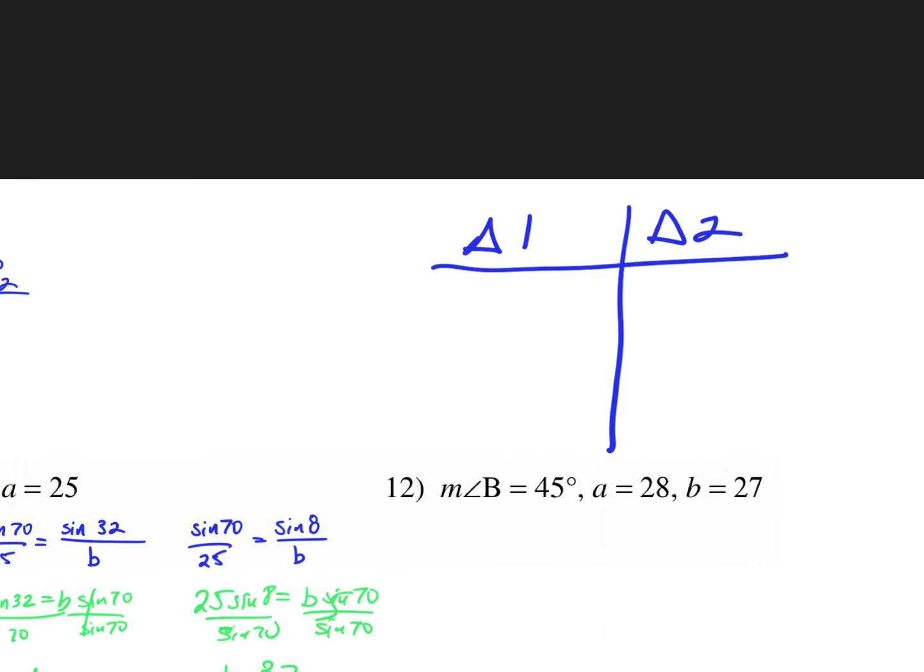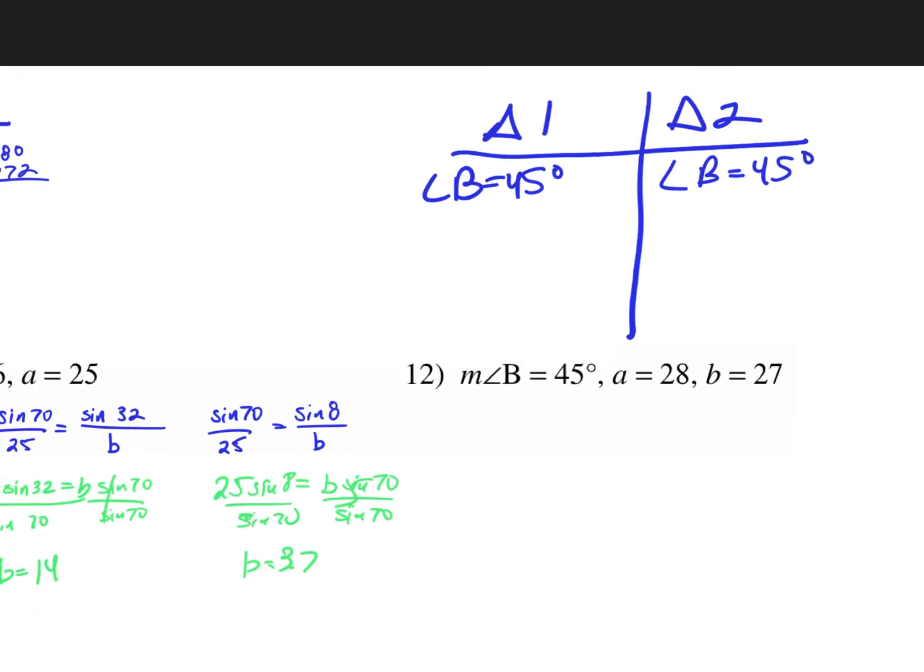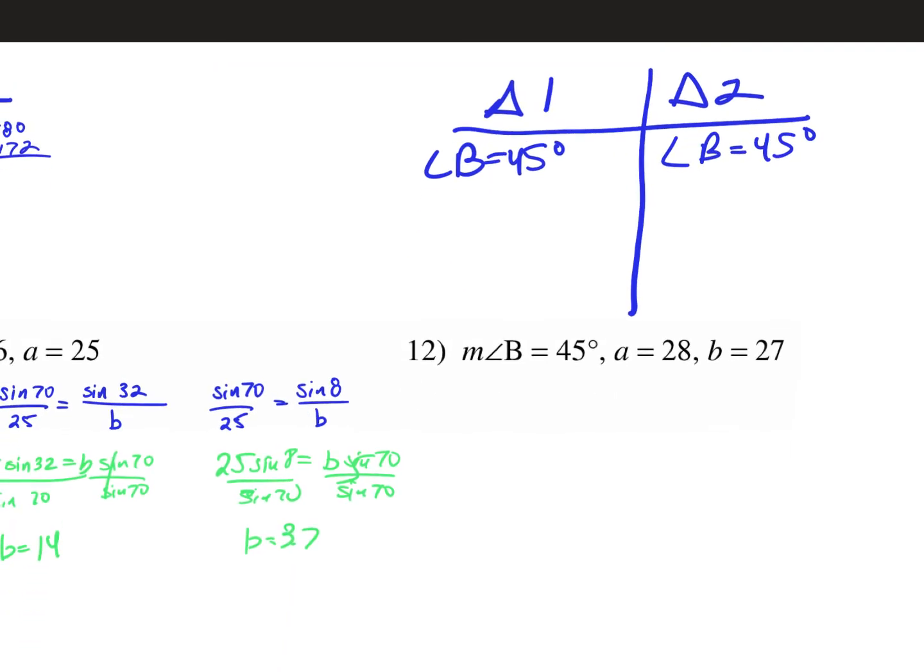Oh, finally, they didn't give us A. So angle B is 45 degrees. So we assume that if angle B is 45 in the first triangle, then if there is a second triangle, it has to be the same in that second triangle. So draw yourself a little picture. A, B, and C. 45 is up here at the top. Across from angle A is side A, that's 28. Across from angle B is side B, that's 27.